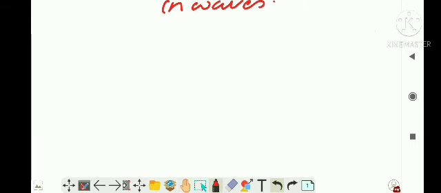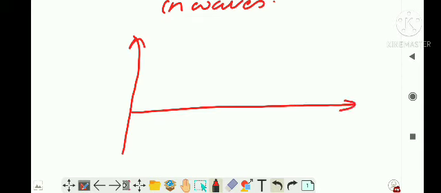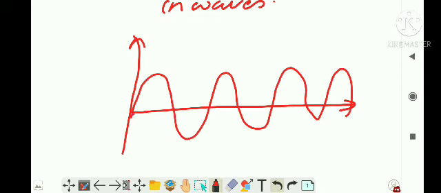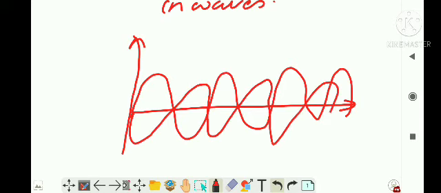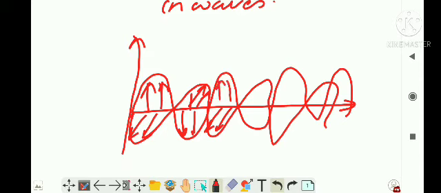You can take the example from the net itself, or you can say if this is my magnetic field, then this is how the electric field will be. They're perpendicular to each other, right? Like this. Clear? Very easy. If you want, I can take it from the net itself.